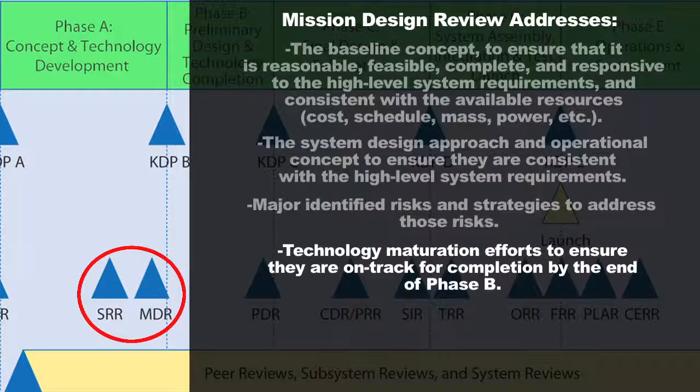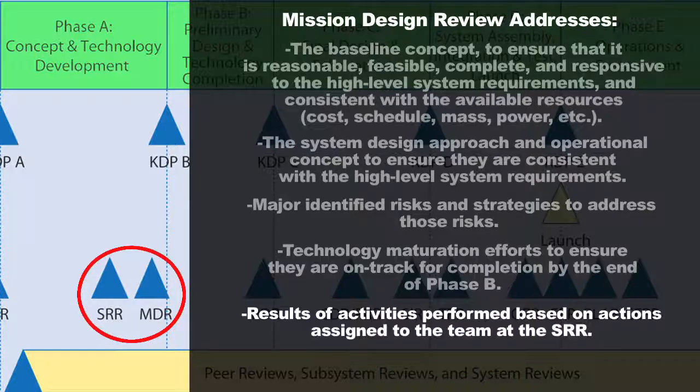You're also going to be looking at the technology maturation effort. You're a little deeper into Phase A at this point, so the review team wants to know, is everything on track? Is your technology plan executing as planned? And are you ready to go so that by the end of Phase B, your technologies will be matured to where they can be ready for flight and ready for implementation? And then you're also going to look back at the system requirements review and say, okay, were there any actions assigned by the technical review team back at system requirements review that needed to be closed out, and what's the status of all those actions? You want to know that they've all been completed.